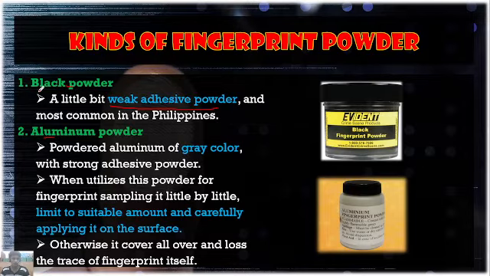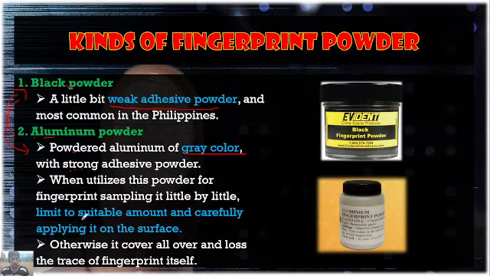So it is advisable on a normal surface, in normal weather that is not windy. Okay, so that is for black powder. And aluminum powder, of course, has a gray color. By the word itself, it is powdered aluminum. Okay, and it has a stronger adhesive power, unlike black powder. So aluminum powder can be used to remove the weakness of black powder, which is weak adhesion, because it has a strong adhesive power. So that is for aluminum powder.